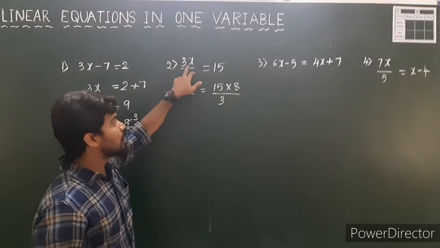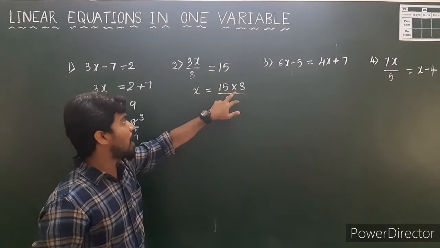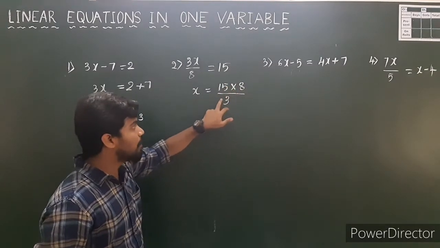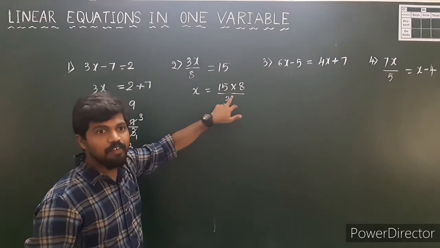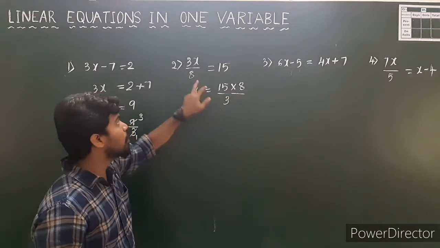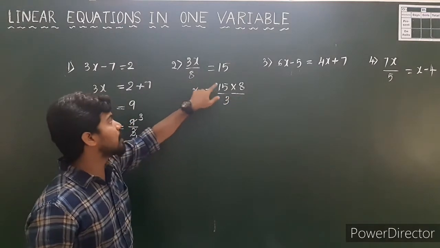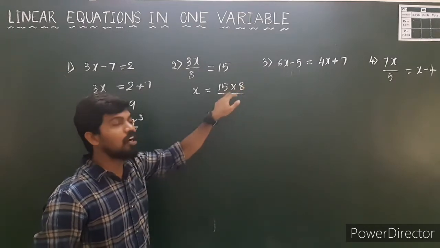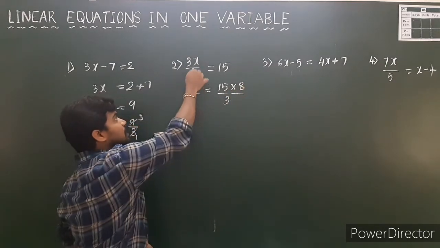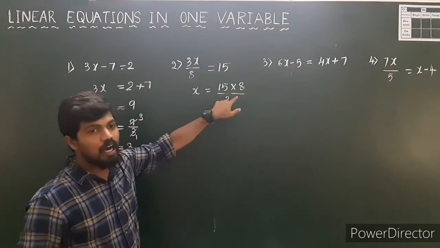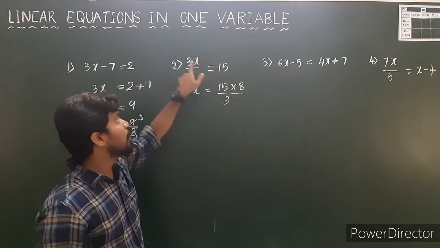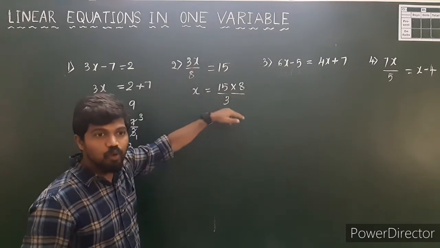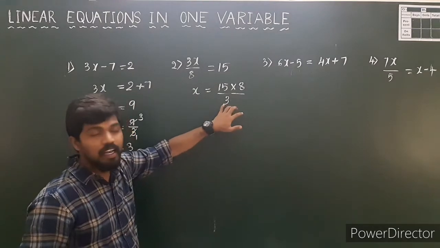So 3 transposed to RHS, you get divided, in the place of division, or you get the denominator. When 8 is transposed to RHS, it goes to numerator, or in the place of multiplication. So when it is divided, it will go to RHS, it will multiply. When it is multiplied, when it goes to RHS, it will divide.